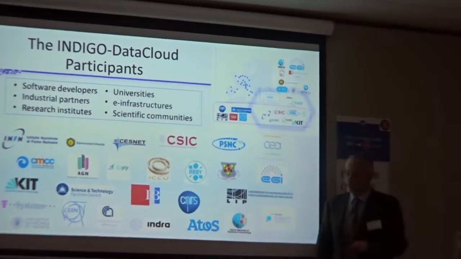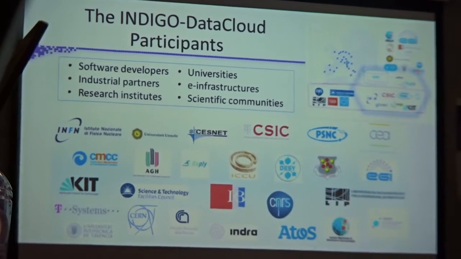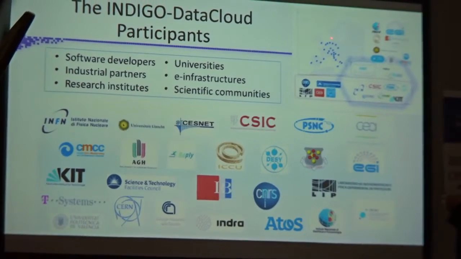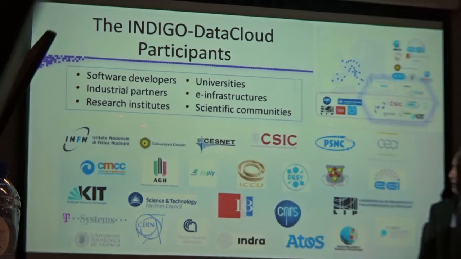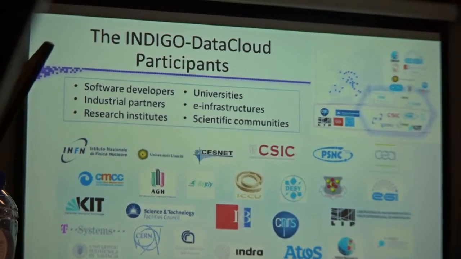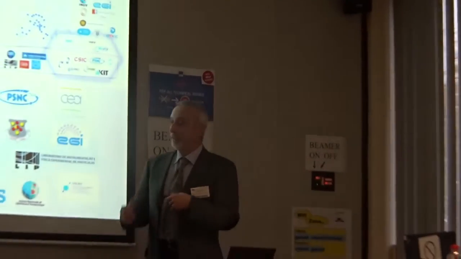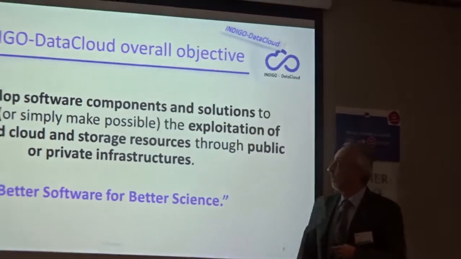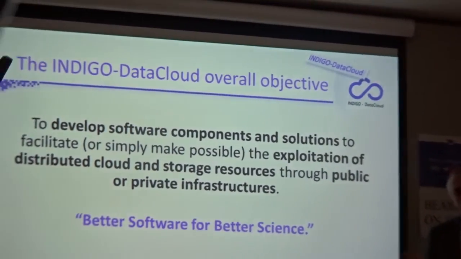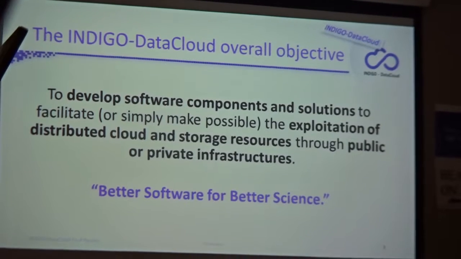So this is an overview of the INDIGO participants. You can see in the map of Europe over here that we are spread more or less all over Europe. It's very important to highlight that the constituency of the INDIGO consortium includes a wide variety of actors: software developers, universities, and research institutes, but also infrastructures, users, scientific communities, and last but not least, industrial partners.